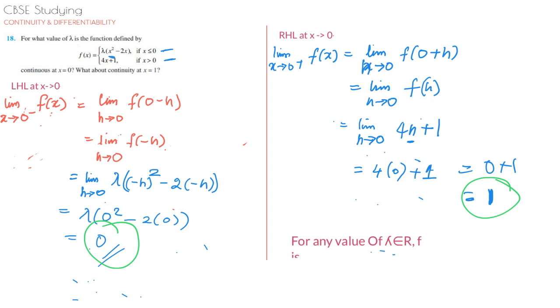For any value of lambda that is an element of R, f is not continuous at x equals 0. Alright, now let's move on to x equals 1. Now let's start evaluating the condition when x is equal to 1. Is the function continuous at x equals 1?